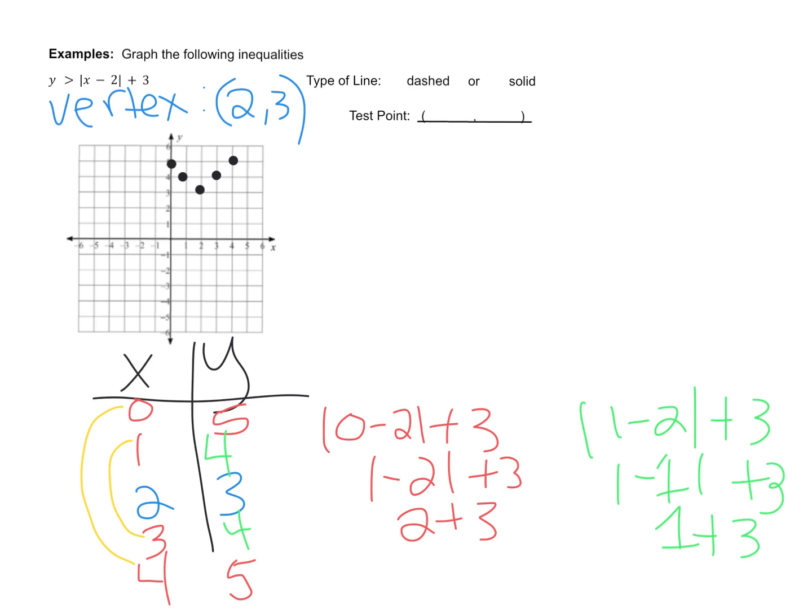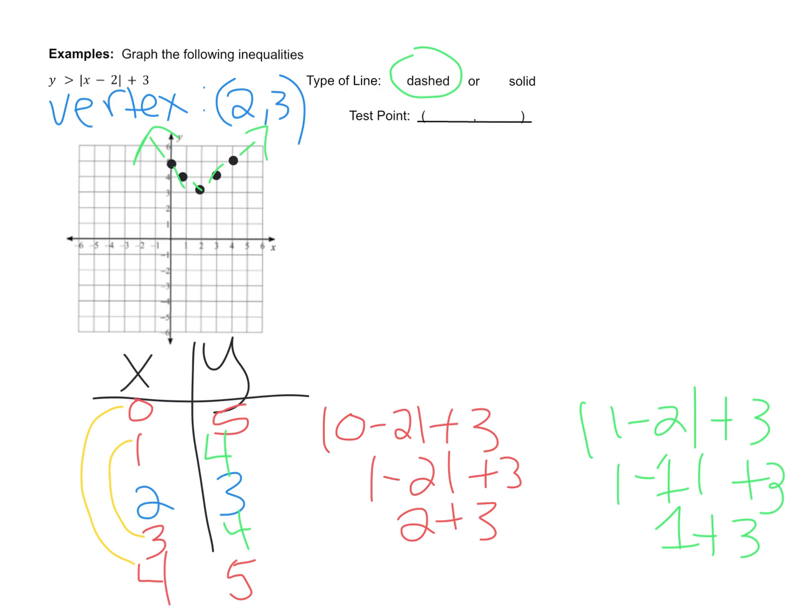Now that I've plotted my points, I'm going to go back and look at my inequality. My inequality says that y is greater than the absolute value of the quantity of x minus 2, plus 3. Since it's only greater than, I know I'm going to have a dashed line. So I'm going to go ahead and connect my points with a dashed line. And it's important when we do this that we make sure that our line goes completely through the entire coordinate plane so that I can shade either inside or outside of my V afterwards.